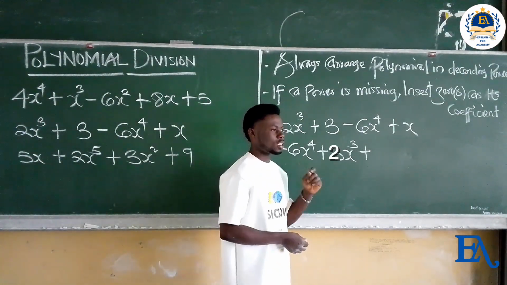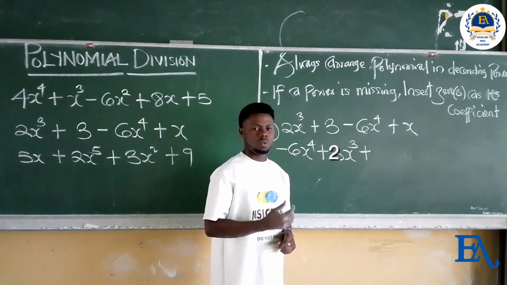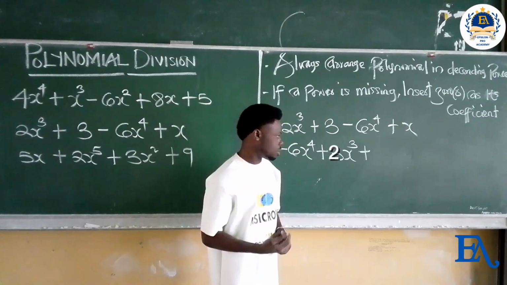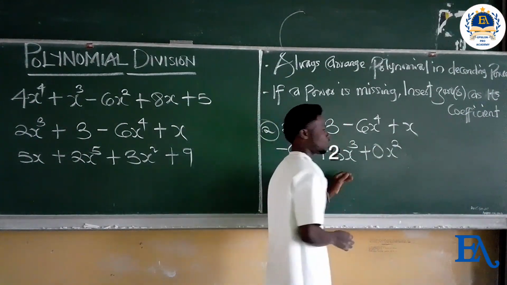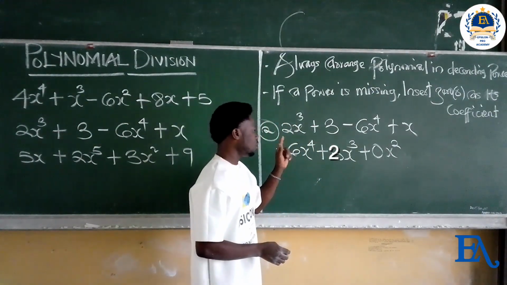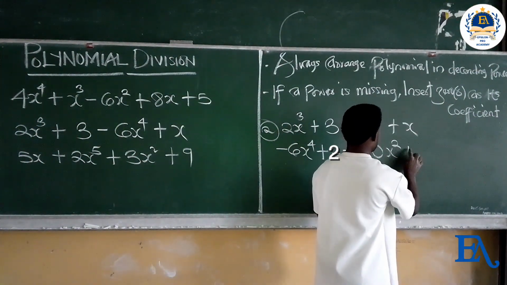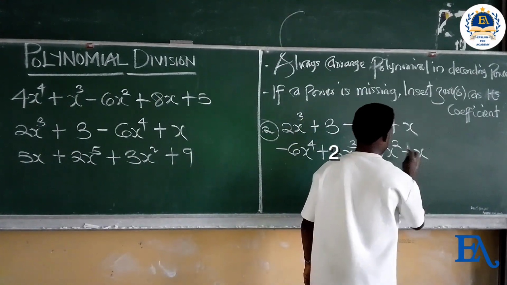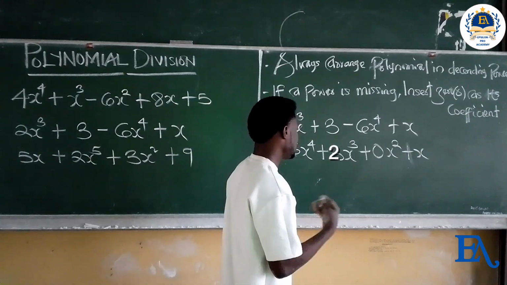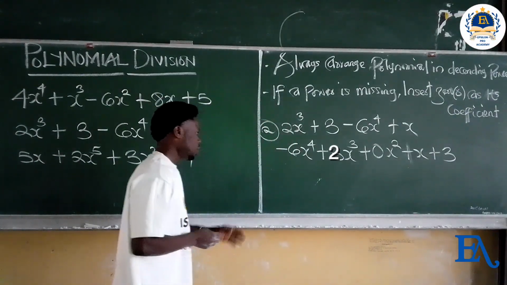Since we don't have x^2, we are going to provide x^2 where the coefficient is equal to 0. So that becomes 0x^2 because it was missing from the question. After x^2 is x^1, that is plus x, and x^0, which is the constant term, 3. Okay, we are done with number 2.